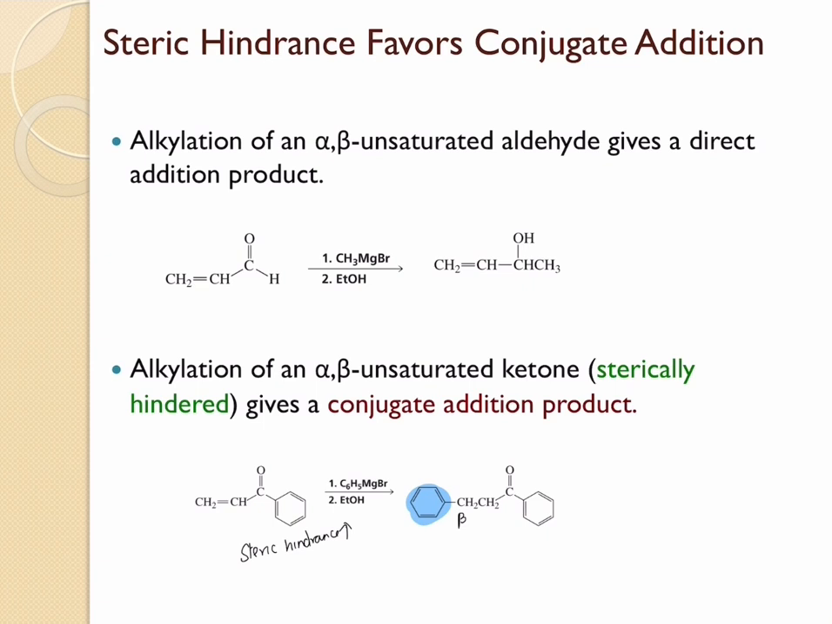But in the case of aldehyde, it should be a direct addition where the two groups are added at the 1 and 2 position. So the nucleophile here is CH3 minus. It's been added to this carbon, and the hydrogen is getting added here. So in aldehydes, the reason why 1,2 addition predominates is because of their high reactivity and also less steric hindrance.